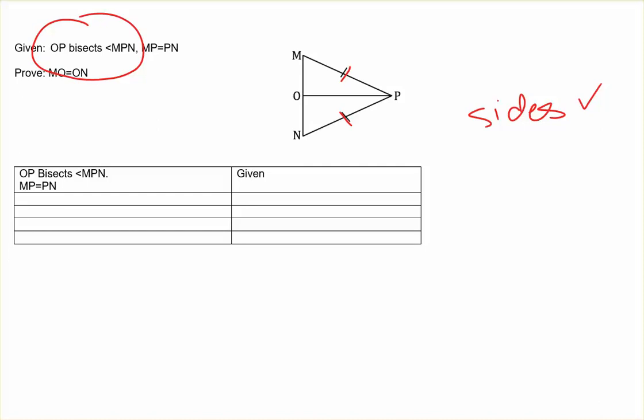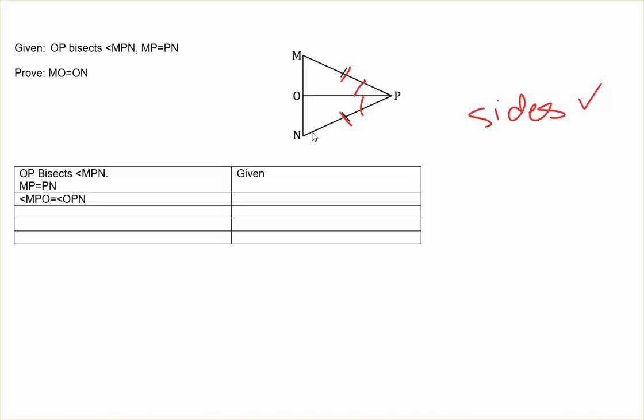Usually, if you're told something in the given, you'll need to use it in your proof. Bisect means it splits into 2 equal parts. So that means that angle MPN was split into 2 equal angles. So I can look at the picture and find that those 2 angles would be equal. I'm going to write those down. So angle MPO is equal to angle OPN.